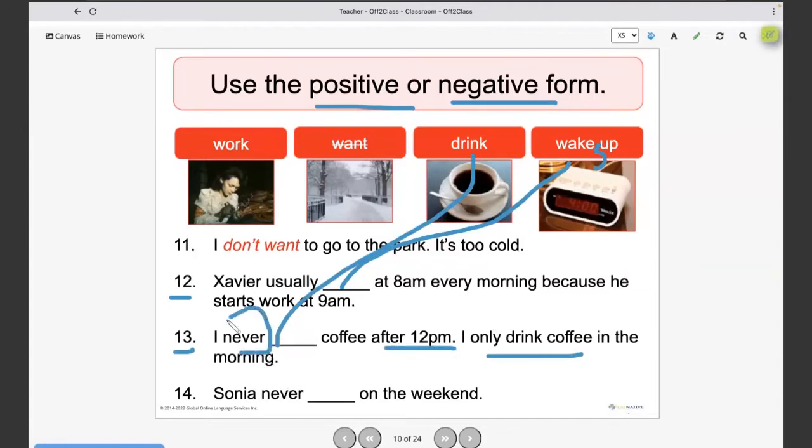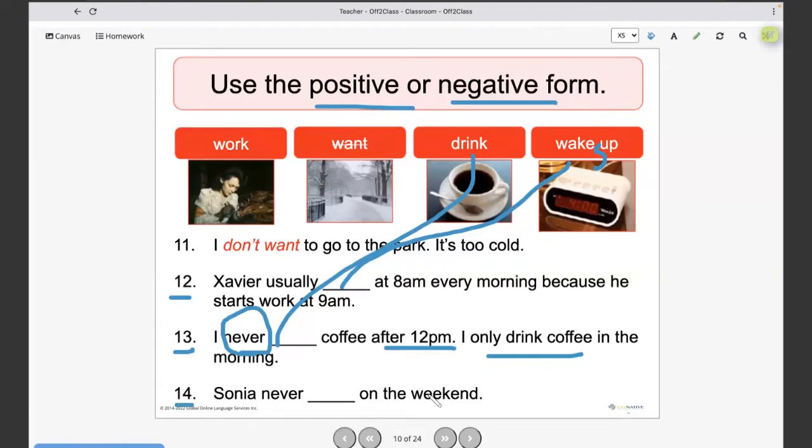Because never, I do not use it in the negative sentence. Never is already negative. So I don't say don't drink. Negative and negative in the same sentence is wrong. Grammatically wrong. Okay? So I never drink coffee after 12. Excellent. 14, Nora?